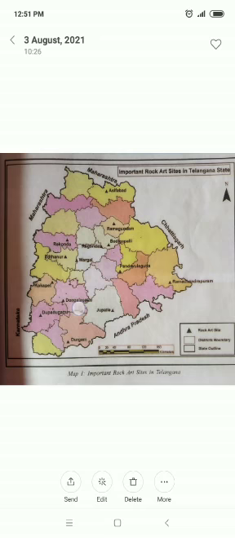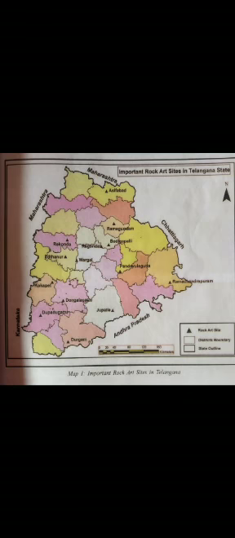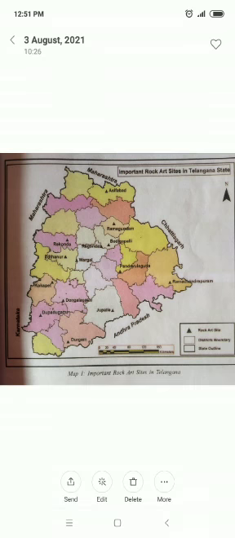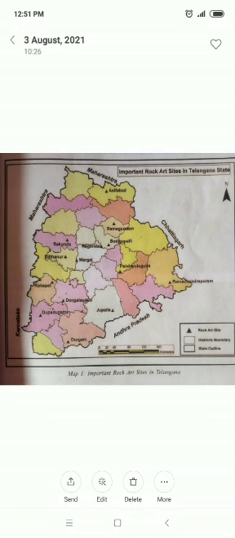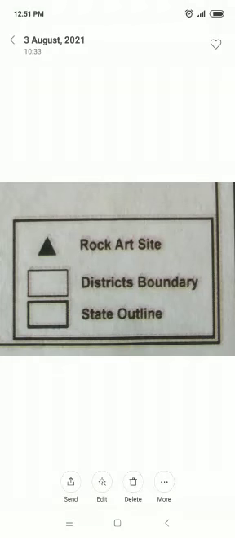Children, look at the Telangana map carefully. What can you observe in this? Colors, okay, very good. Districts. State outline, very good. And boundaries. Triangle. Okay, children, these are called symbols. Districts, boundaries, and state outline.